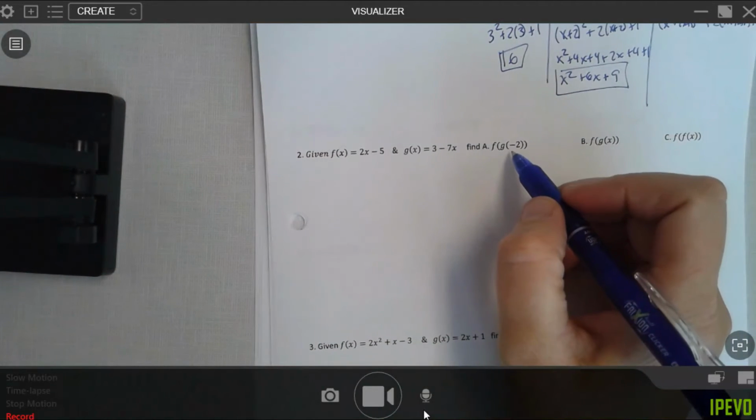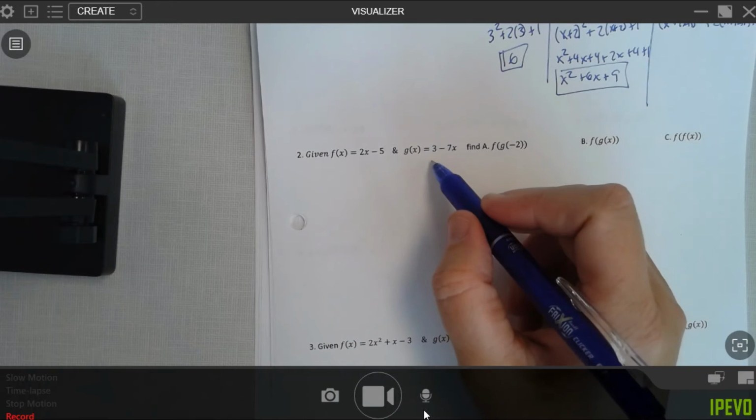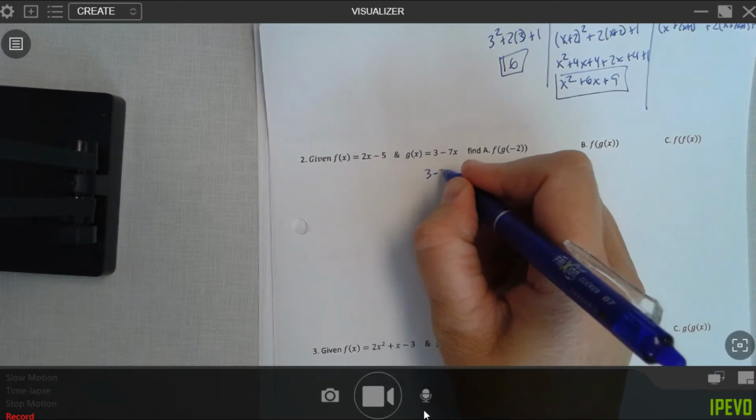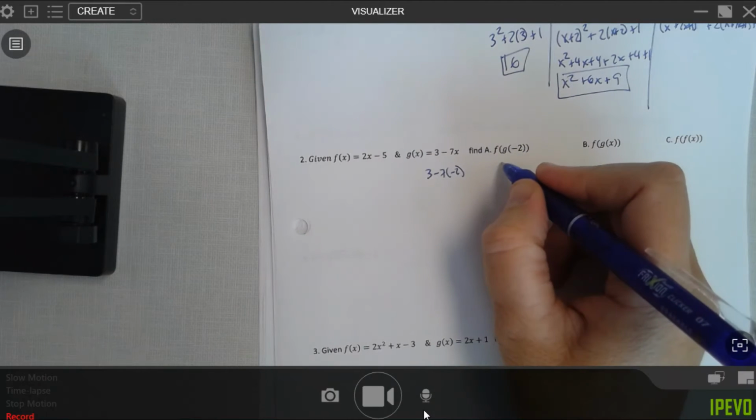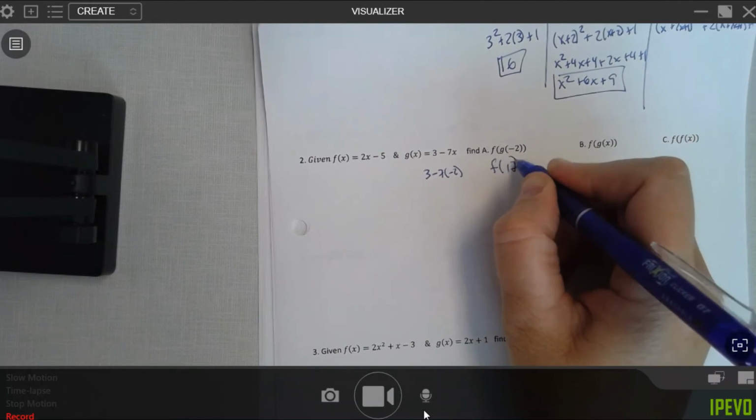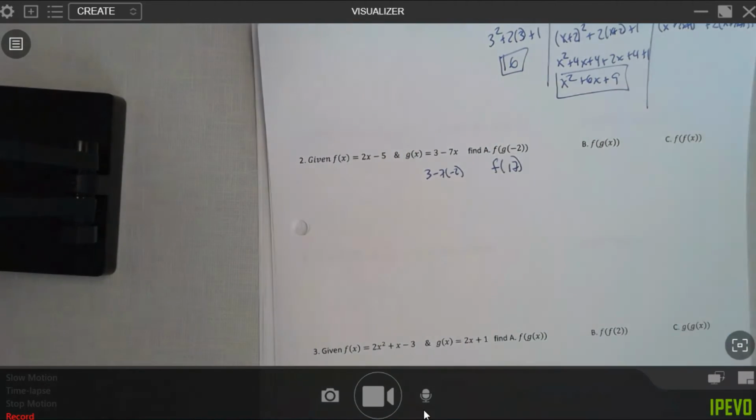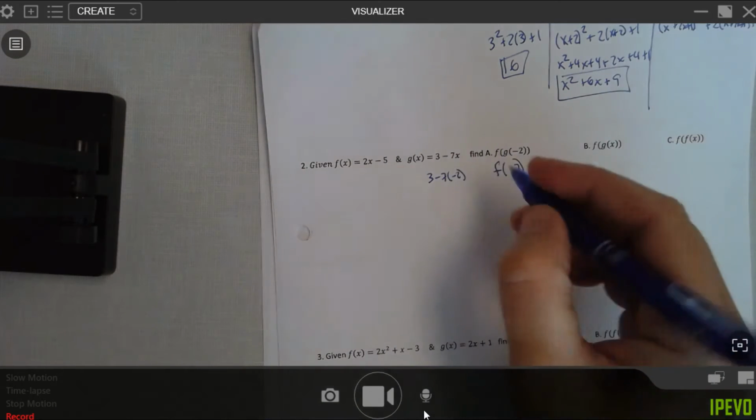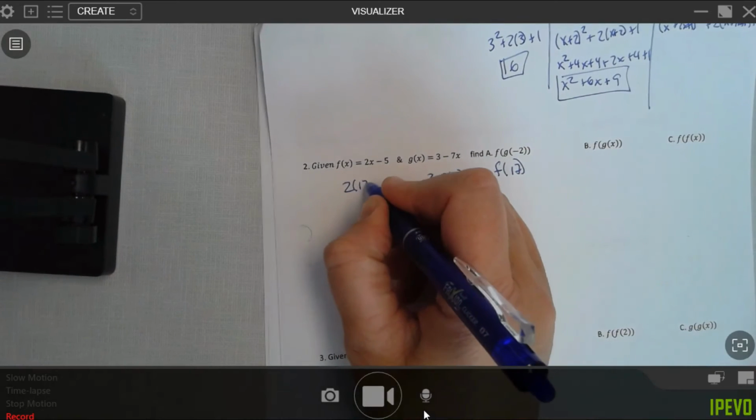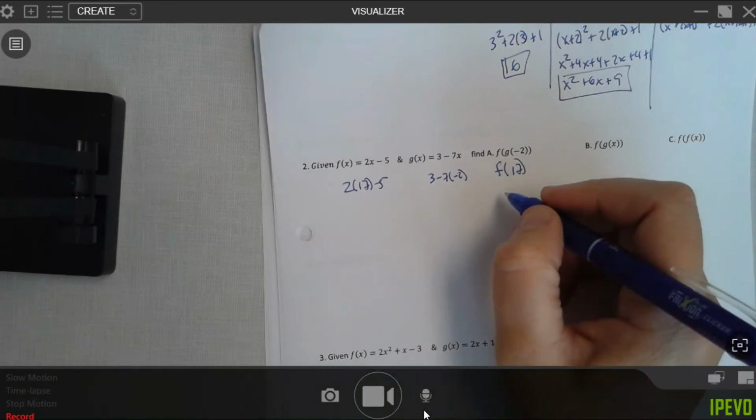So this one tells me -2. So I plug -2 in g first. So I'm doing 3 minus 7 times -2. So that's 14. So that's 17. So f of 17. So now I plug in 17 in here. So I'm going to do 2 times 17 minus my 5. So I get 29. So this gives me 29.